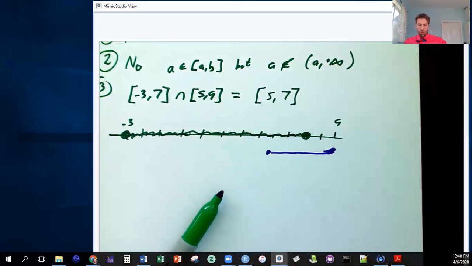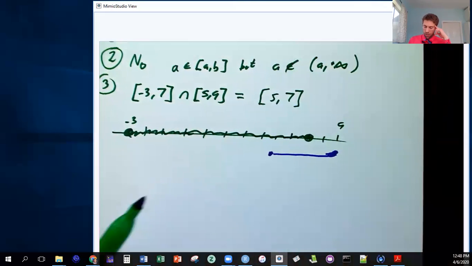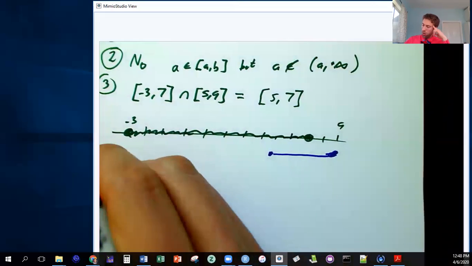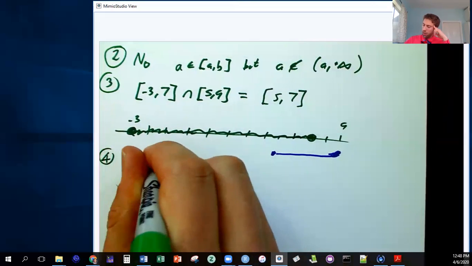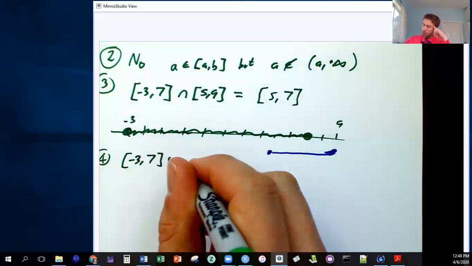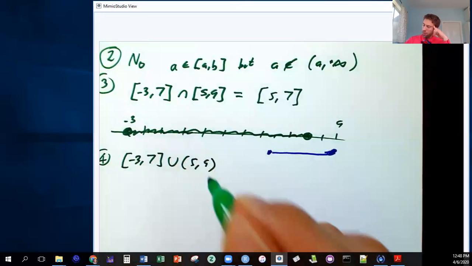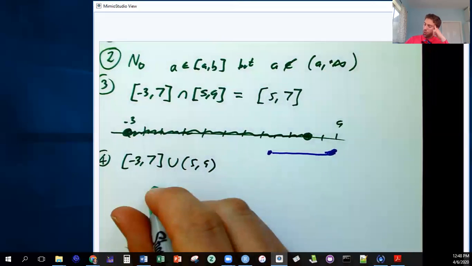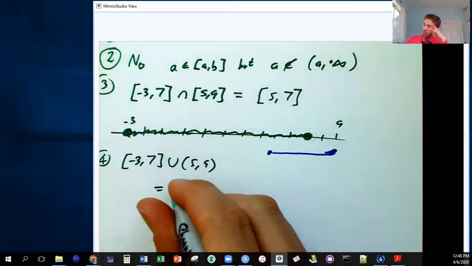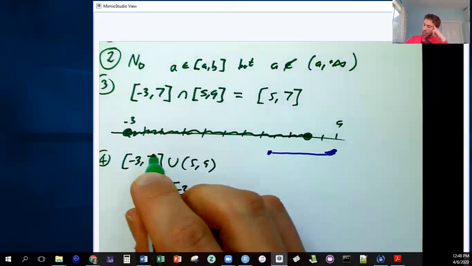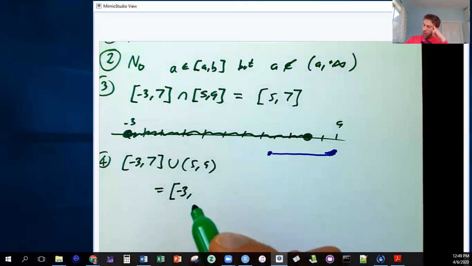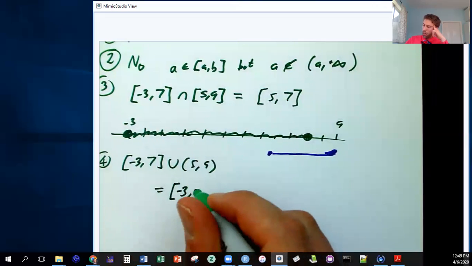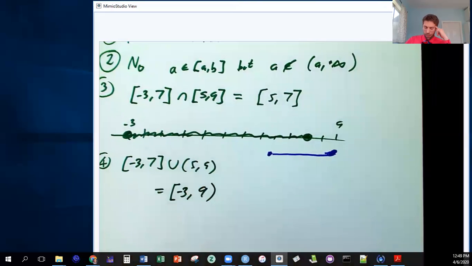Okay. All right, the union of (-3, 7) and the interval (5, 9). That's the things that are in either of them. That's equal to, the lowest number is -3 and the upper number is 9, but it's open.